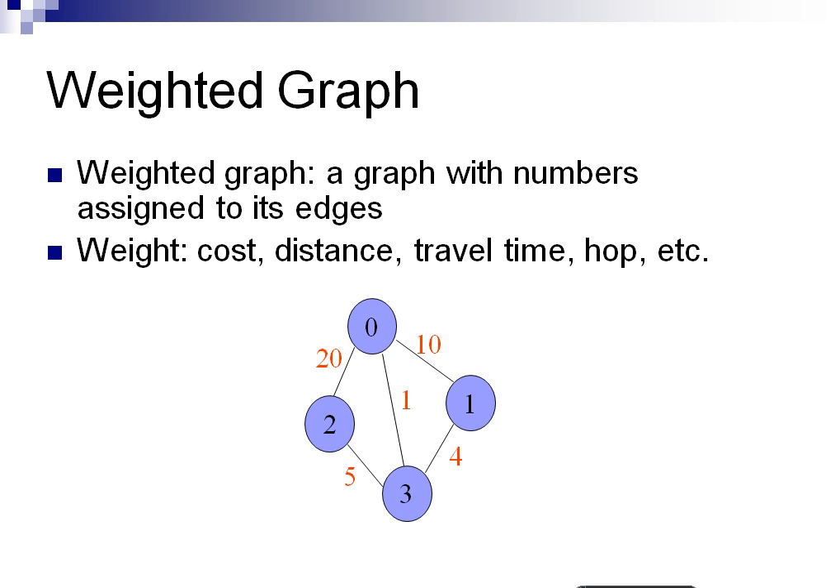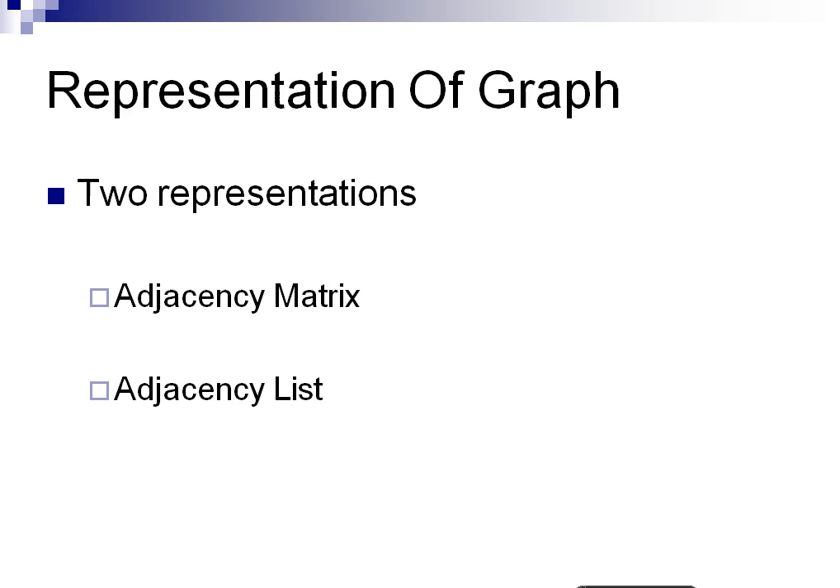Now this weight can be either the cost we will be taking if we take this edge to travel to another node, or it can be a distance, or it can be a travel time or hop, etc. So these are assigned some weight based on either distance, cost, travel time or hop.